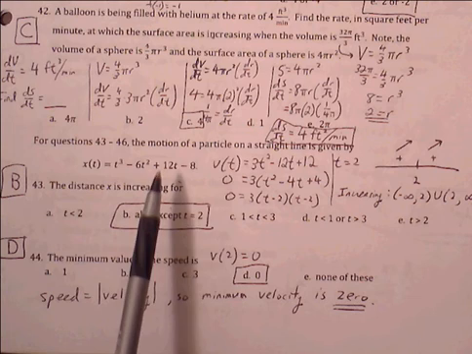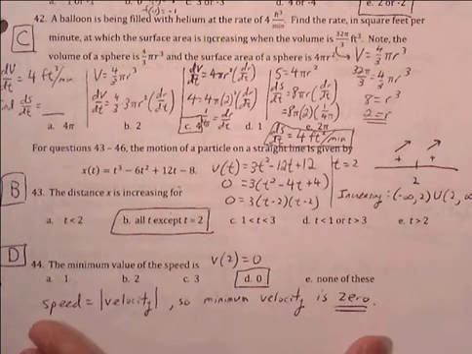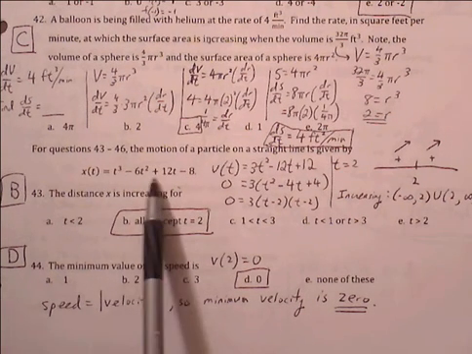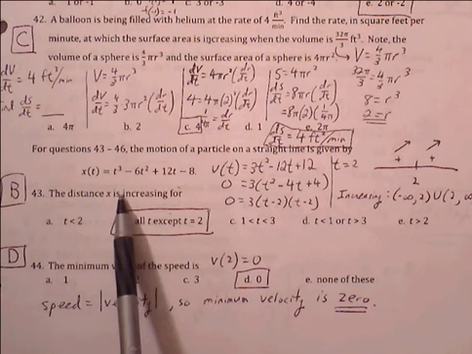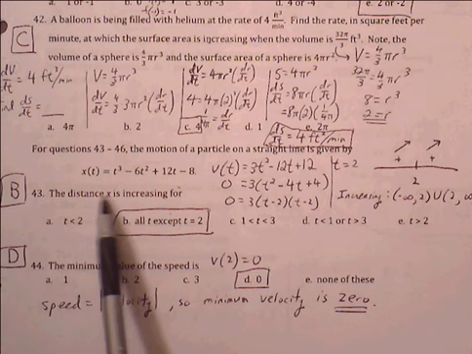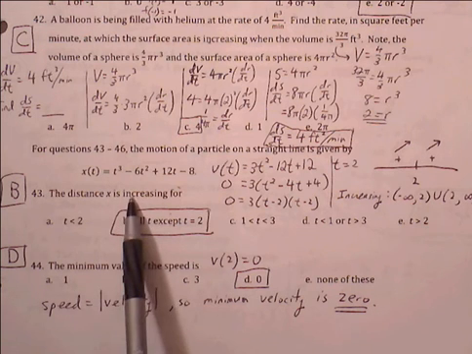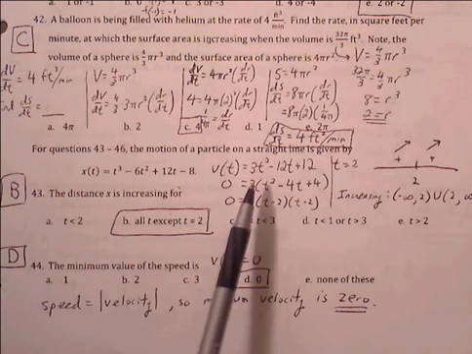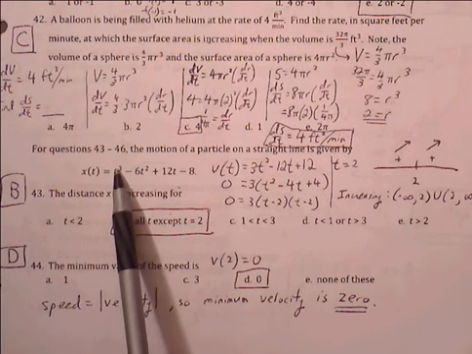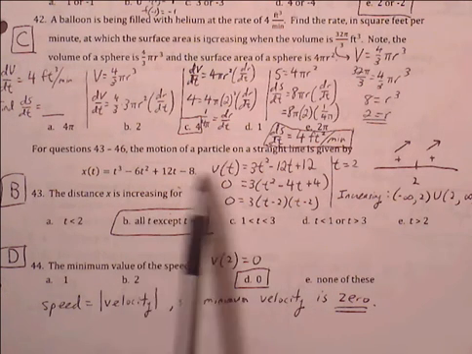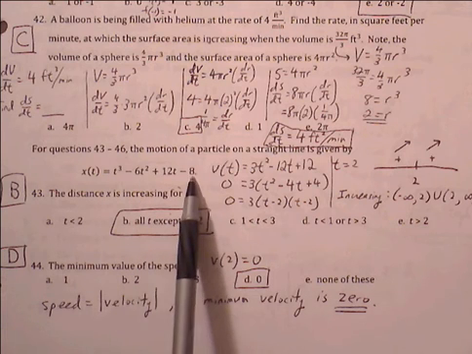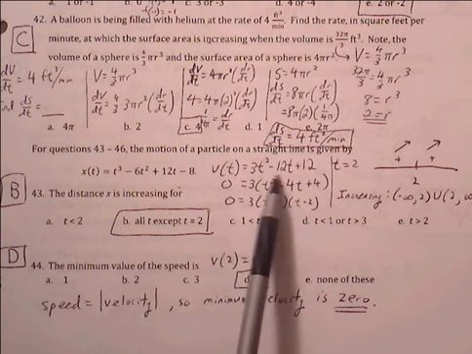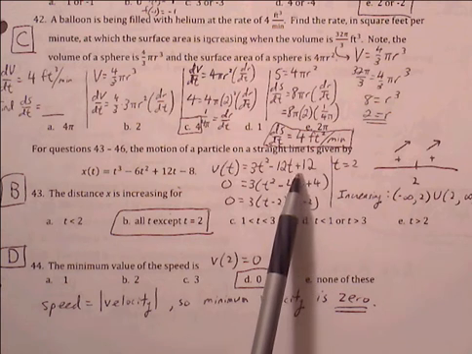For questions 43 through 46, the motion of a particle on a straight line is given by x of t. Question 43 says the distance is increasing. Distance increasing is talking about velocity. So we're going to find the velocity equation going through the power rule. t cubed becomes 3t squared. 6t squared becomes 12t. 12t becomes 12. 8 goes to 0.